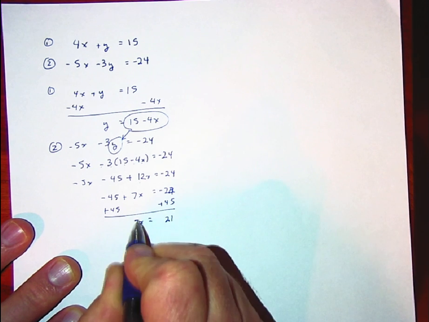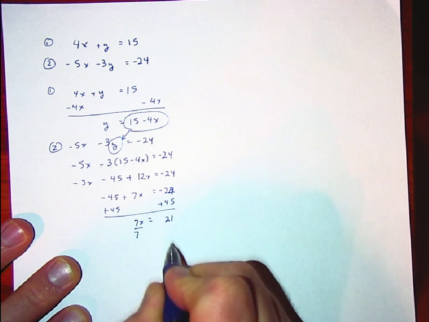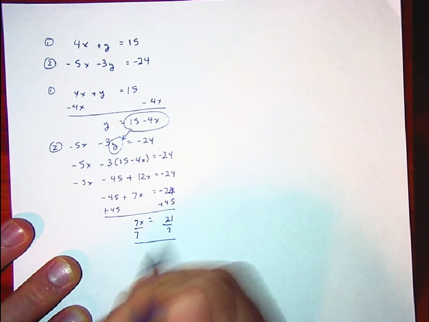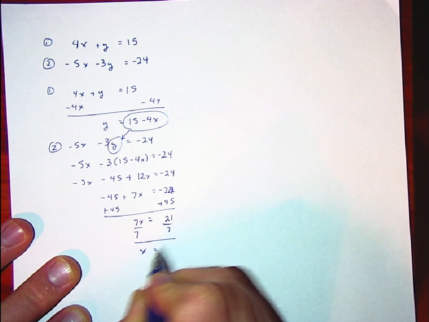Again, do the inverse operation. The inverse of multiplying is to divide. Divide both sides by 7. End up with x is equal to 3.